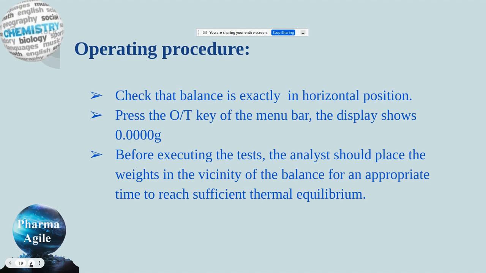Before executing the tests, the analyst should place the weights in the vicinity of the balance for an appropriate time to reach sufficient thermal equilibrium. If possible, carry out all tests with a single test weight in order to minimize handling errors, but multiple test weights are permitted. I covered all these topics: general precautions, cleaning procedure, weighing precautions, and operating procedure.